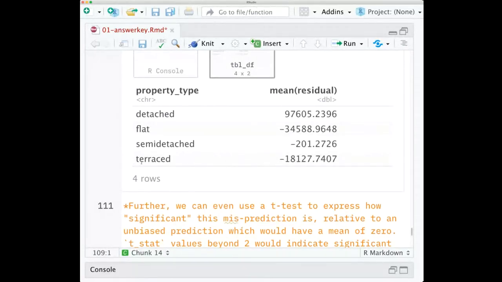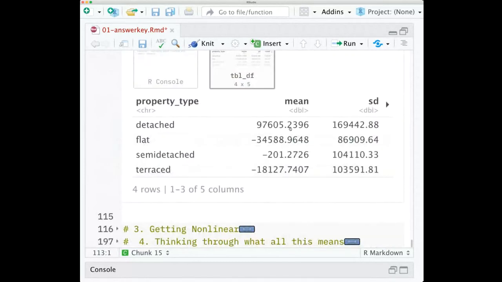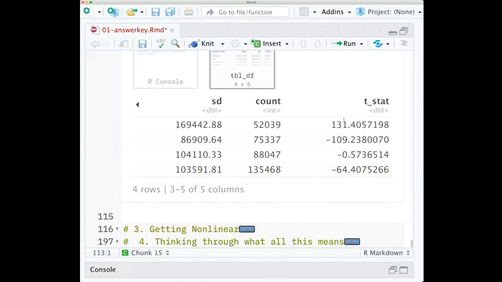Now, a level of sophistication that you didn't have to go to, but you may have thought about, was how could I tell if it's significantly statistically biased? Well, you can do an ANOVA or a t-test using the mean and the standard deviation of the residuals to get a t-statistic. You don't have to do that, but I've got the code in the answer key online that I'll post the URL to at the end of this lecture.